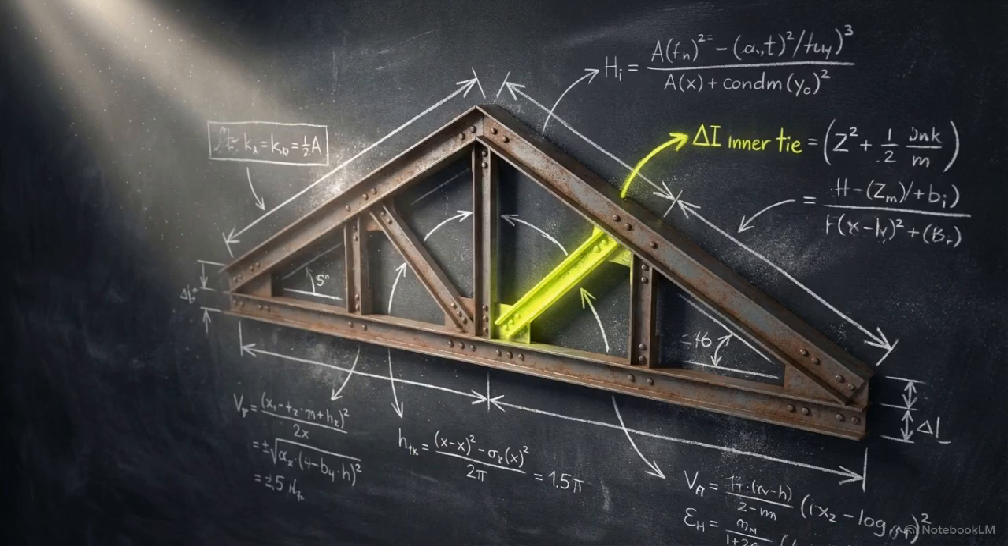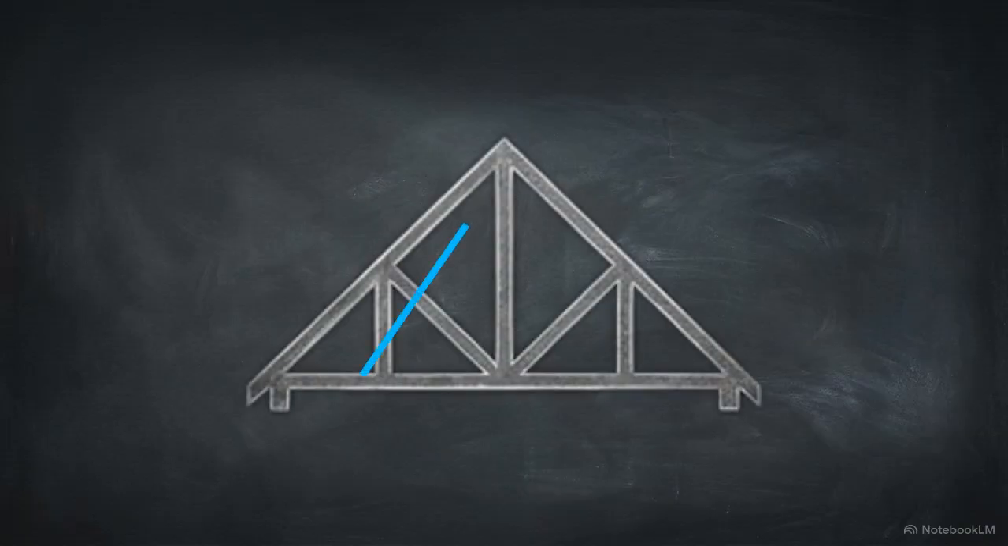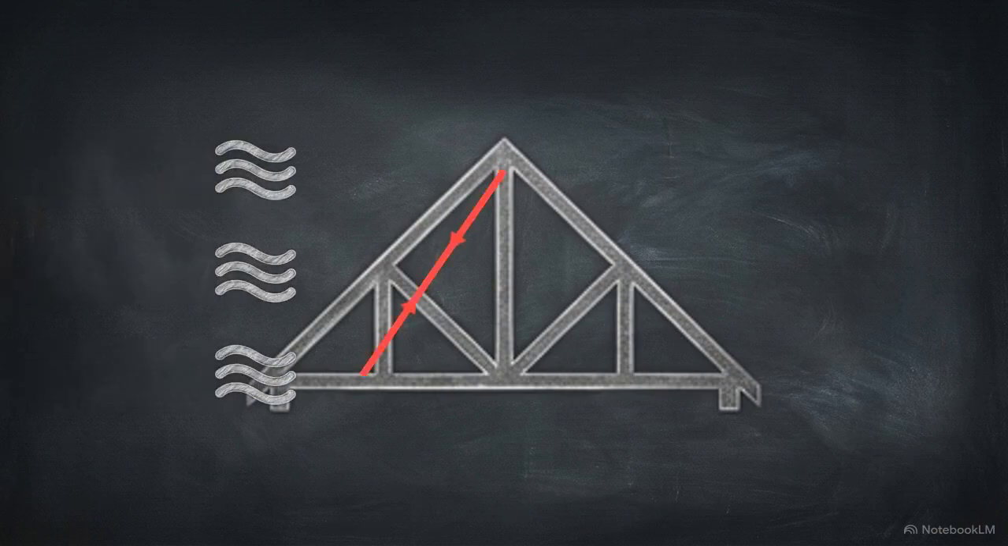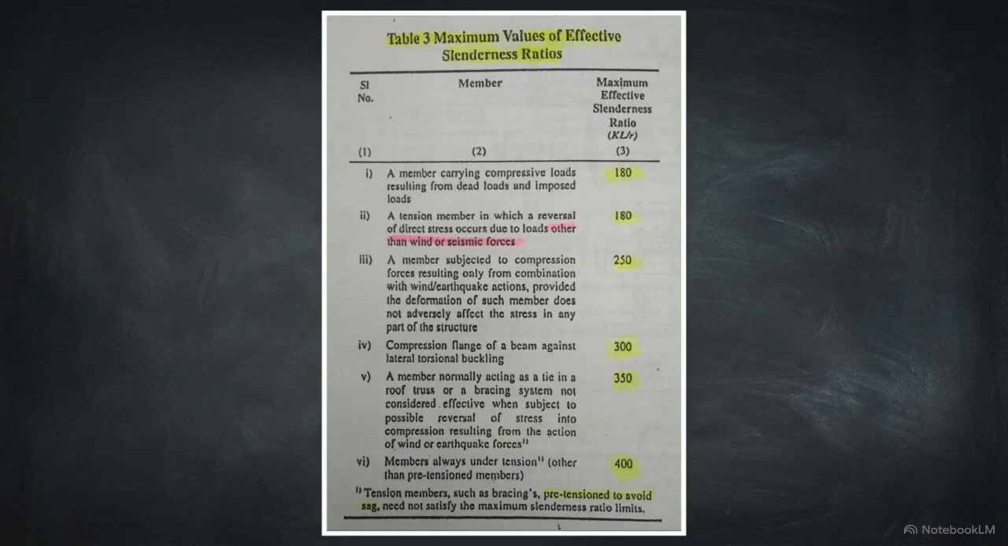Let's shift away from the factory floor and look up at a real-world industrial roof truss system. Within this framework, you have a specific member acting as a tie or a brace. Its main job is tension, but what if a massive storm hits and pushes it temporarily into compression? The code actually gives you an exception for this specific scenario. If that compressive push is strictly caused by the action of wind or earthquake forces, the limit is relaxed all the way up to 350.